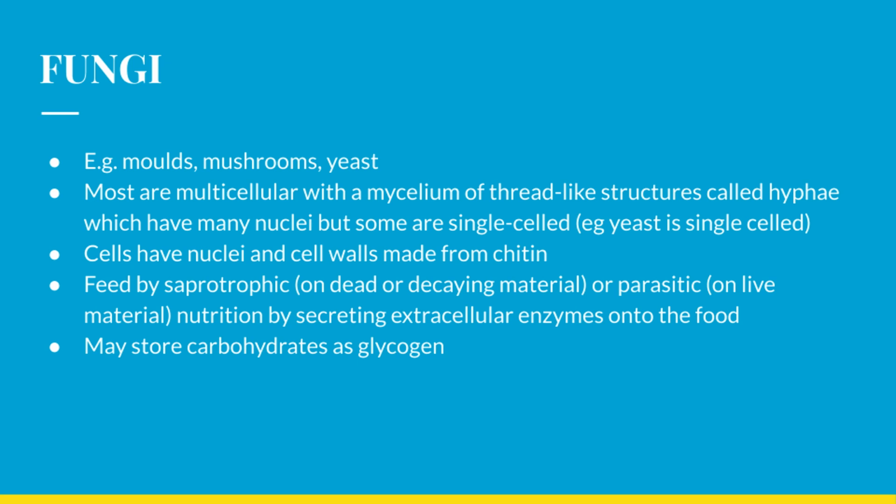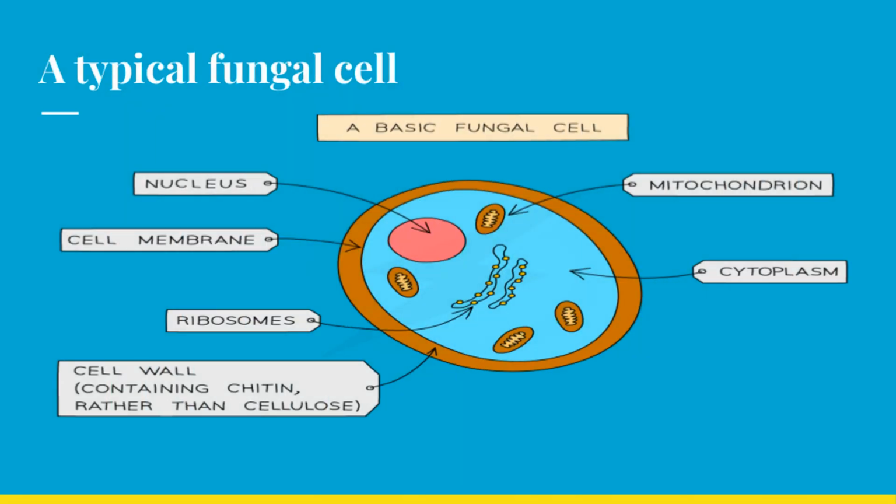Fungi feed by saprophytic nutrition on dead or decaying materials, or by parasitic nutrition on live material, by simply secreting extracellular enzymes onto their food. Fungi store carbohydrates as glycogen, just like animals. A typical fungal cell contains a nucleus, they have a cell membrane, they have mitochondria, they have a cytoplasm, they do have ribosomes, and they have a cell wall that contains chitin rather than cellulose.